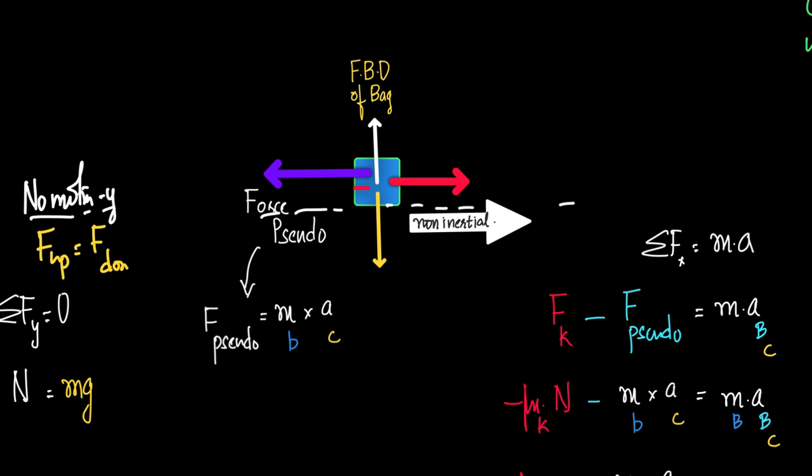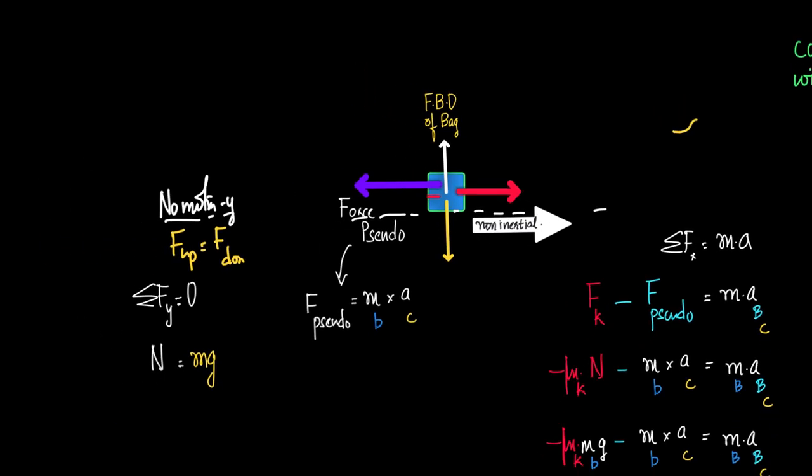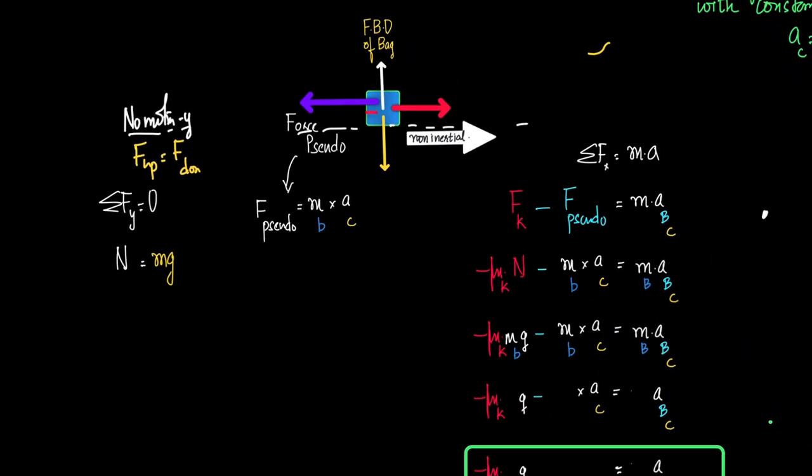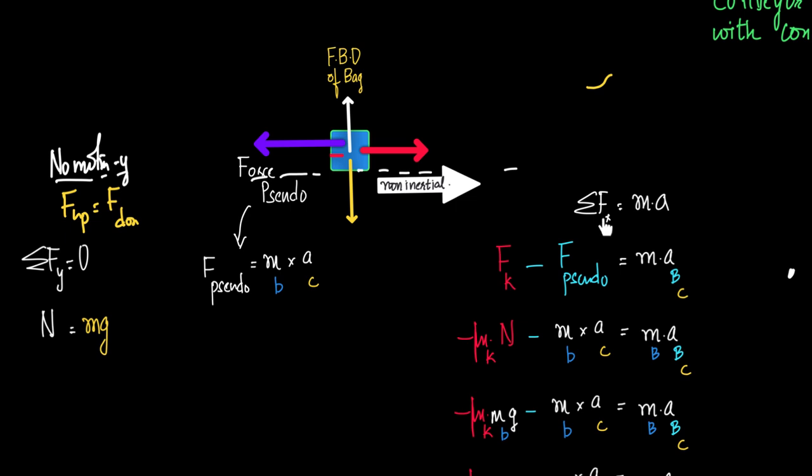Now when we consider sigma Fx, what else needs to be included here? As we said earlier, we also need to include the pseudo force. And what is the magnitude of the pseudo force? It is mb into AC. Now, there is a mistake in this derivation. Okay, let me give you a minute. Will you be able to find out what the mistake is?